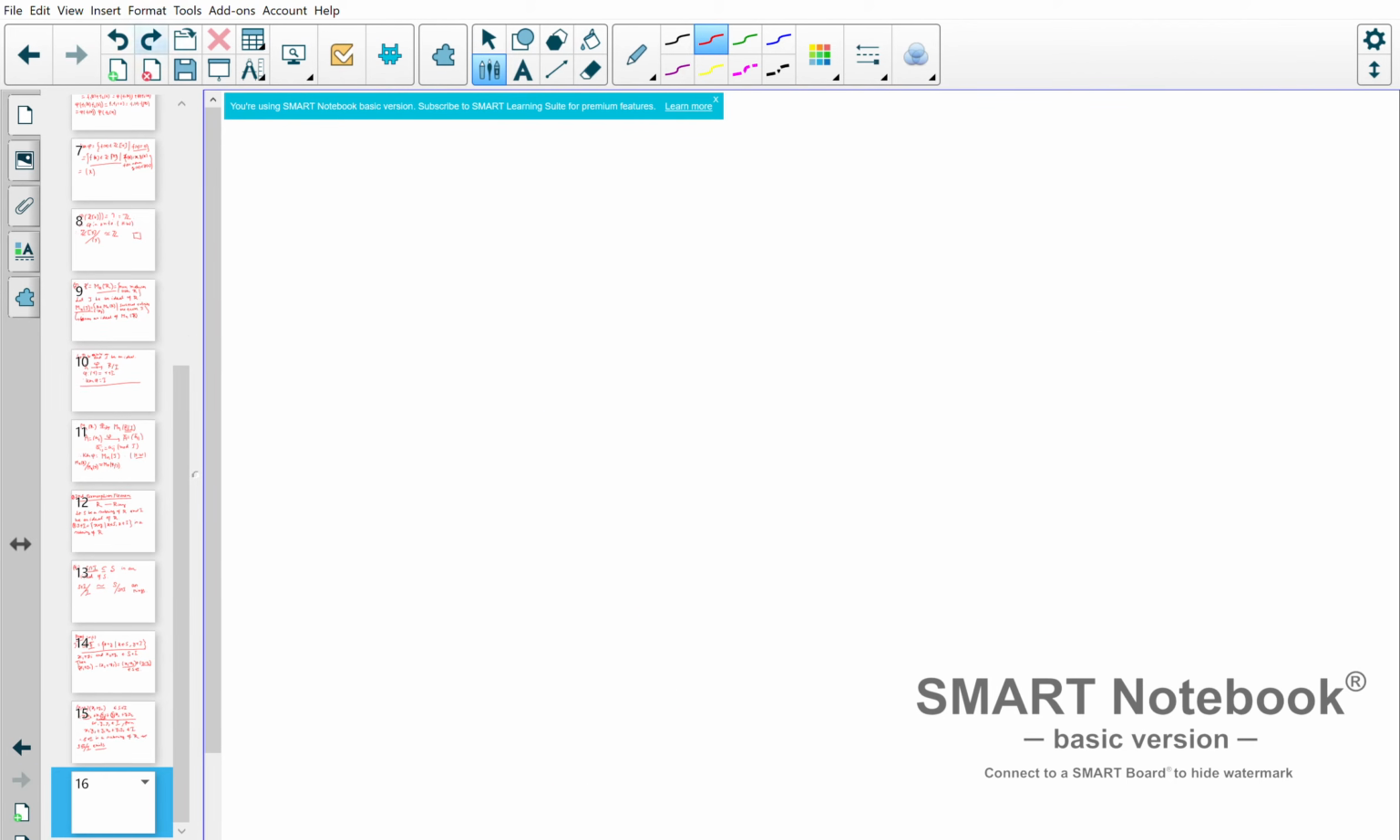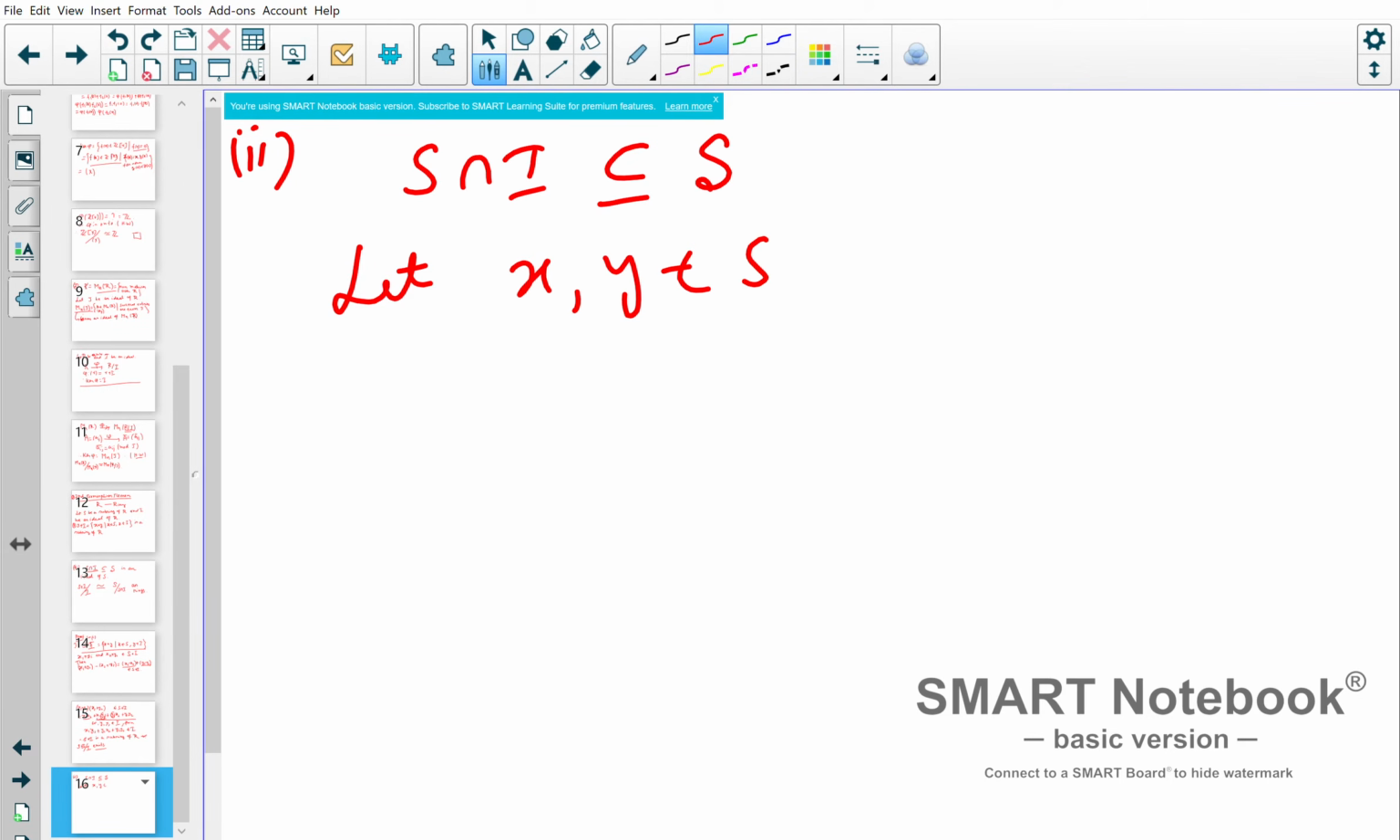So one part is obvious. Now for the second part, we need to check this intersection. So S intersection I is always a subset of S, right? This is not a problem. Now I need to check that this is an ideal of S. So how do you check this? First of all, let me check that this is a subring. So again, choose two elements, say x, y, elements of S intersection I.